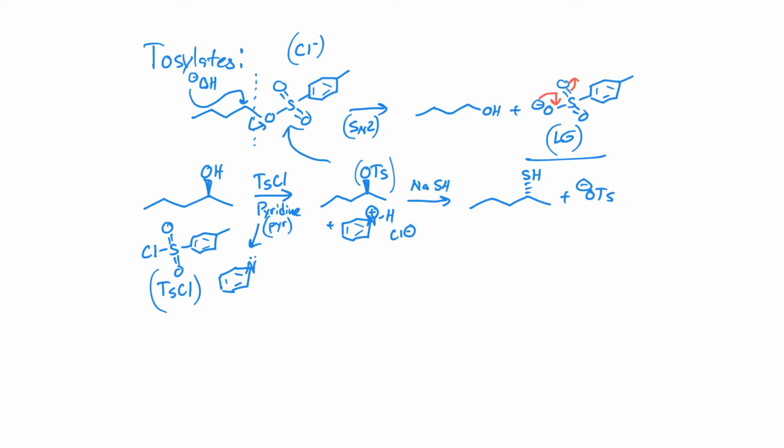So that's how we would use a tosylate. We can now make a tosylate from an alcohol and tosyl chloride. We can use the tosylate as an excellent leaving group. Let's look at another alternative substrate now in the form of alcohol.